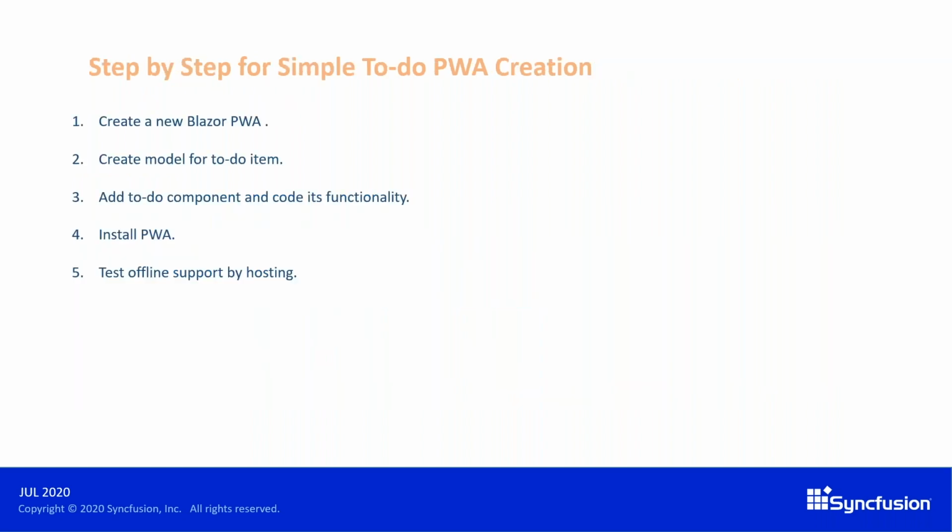First, here is the step-by-step walkthrough for the simple to-do. I'm going to create a simple Blazor PWA app, and the main requirements are to have a model and a component that binds the data from the model. Then we will see the application as a PWA, host it in Azure, check by installing it as a PWA to see the native kind of experience, and also test the offline support.